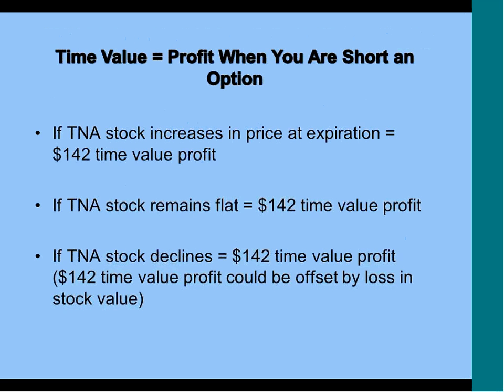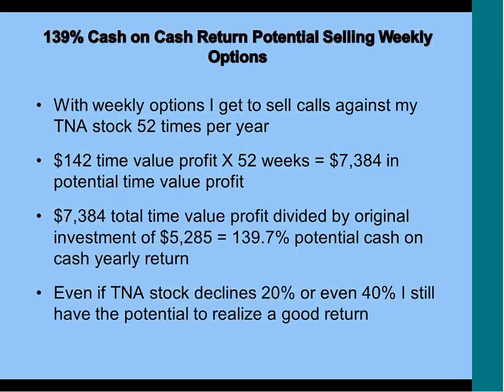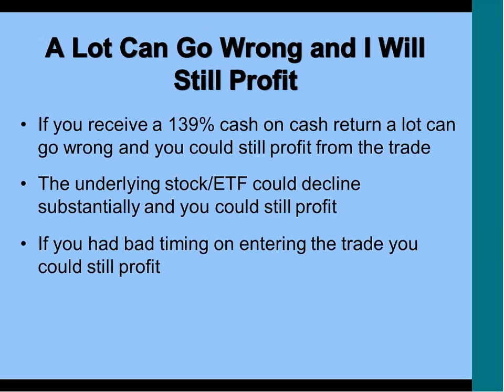So a lot can go wrong with this trade, and I'll still profit. If the underlying stock or ETF declines substantially, you can still profit. And if you had bad timing when you entered this trade, you could still profit. I'm collecting on average about 130% cash-on-cash return by selling this weekly option premium on the TNA. You could have volatile price swings in TNA and you could still profit.